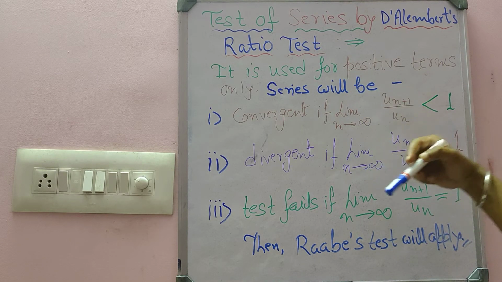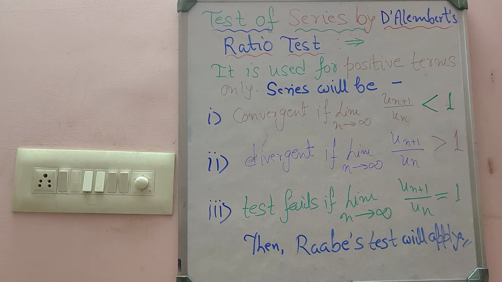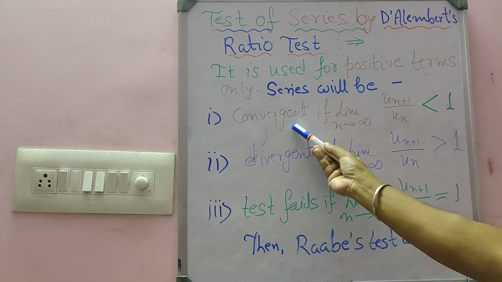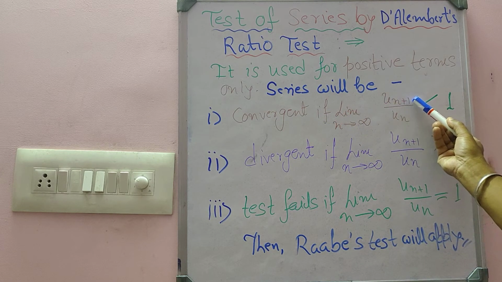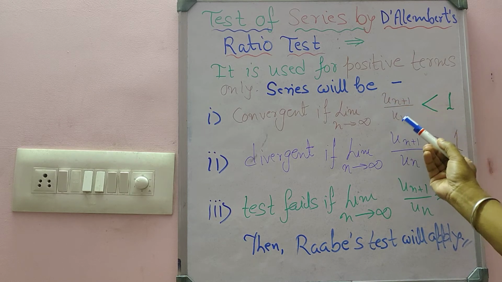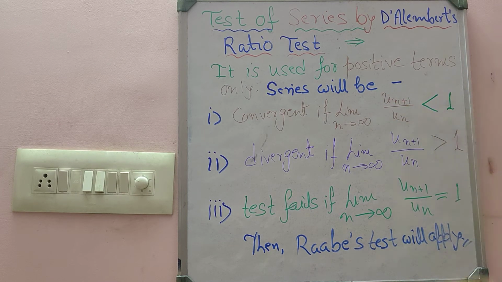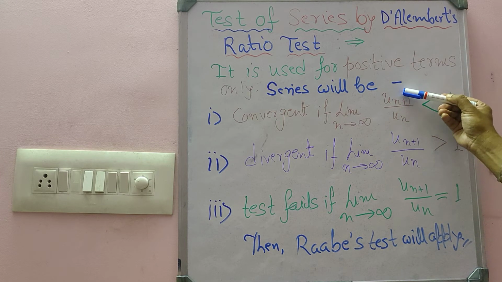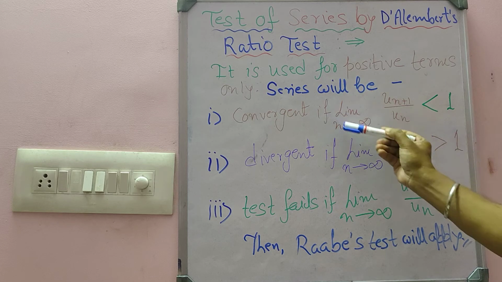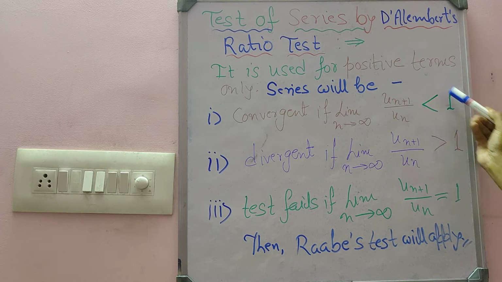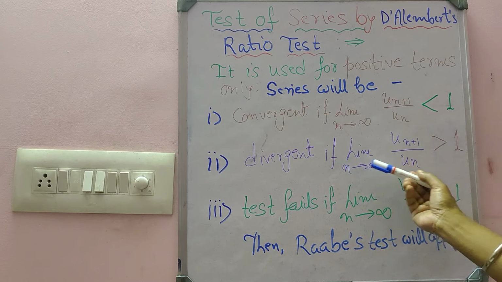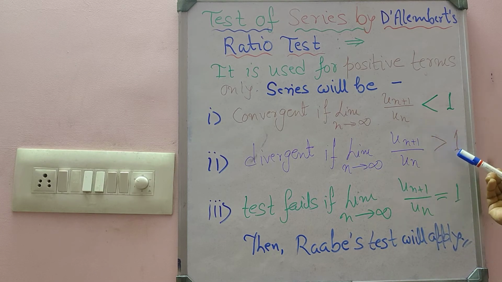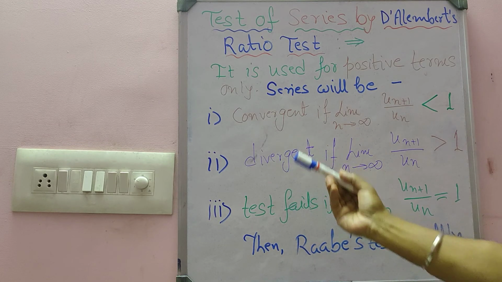Now we have to test what type of series it is. The series will be convergent if limit n tends to infinity of U(n+1), the n plus 1 term, divided by the n term, is less than 1. If the ratio of the n plus 1 term to the n term, limit n tends to infinity, gives less than 1, then our series will be convergent. If it gives greater than 1, then our series will be divergent.